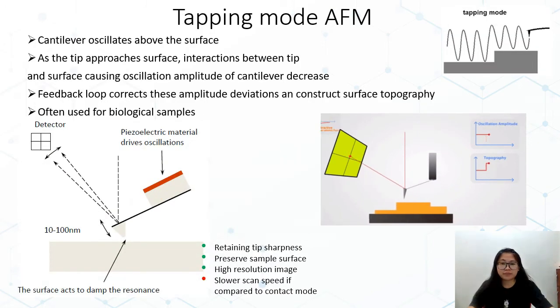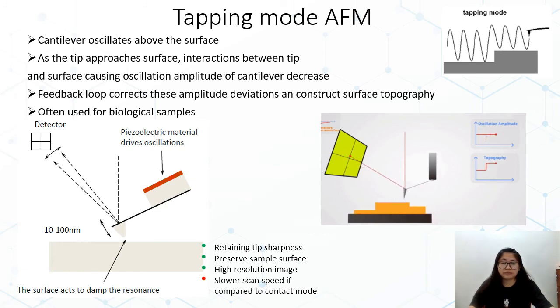Another mode for AFM is tapping mode. In tapping mode, the cantilever will oscillate above the surface. As the tip approaches the surface, the interaction between the tip and surface will cause the oscillation amplitude of the cantilever to decrease. We can see from this GIF, as there is a rise on the surface, the tip will also move according to the surface. Hence, the feedback loop will correct these amplitude deviations and construct a surface topography.